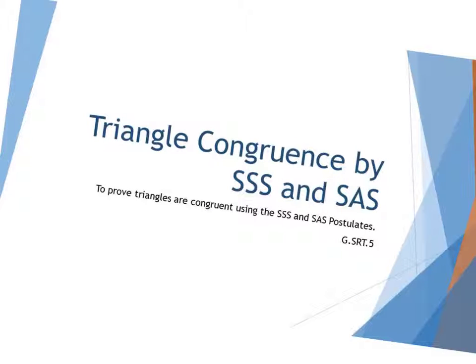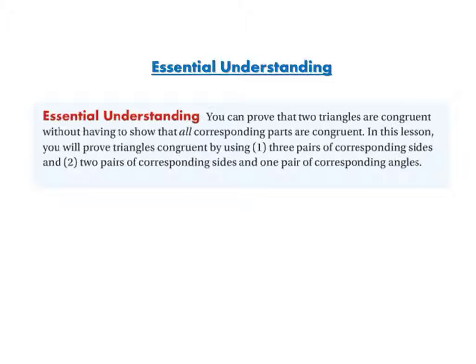This lesson is triangle congruence by side, side, side, and side, angle, side. The goal is to prove triangles are congruent using the side, side, side, and the side, angle, side postulates. The standard is similarity, right triangles, and trig, number 5. What you should know by the end of this lesson is that you can prove that two triangles are congruent without having to show that all the corresponding parts are congruent.